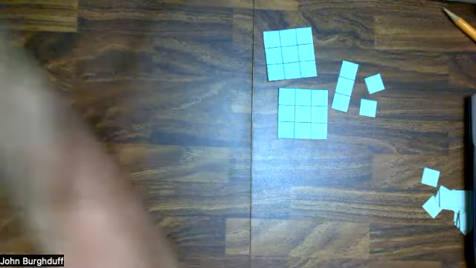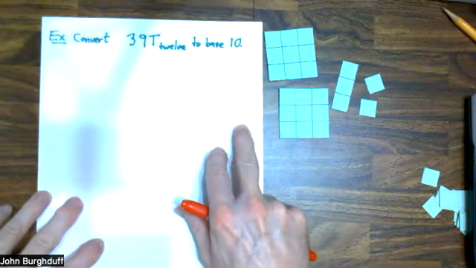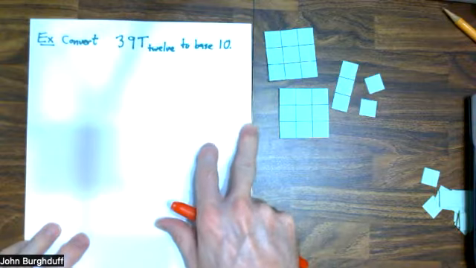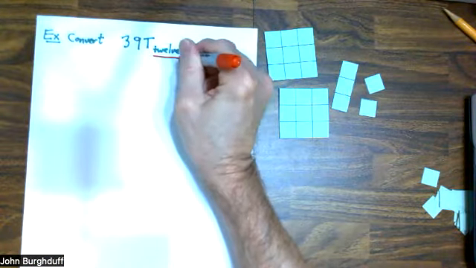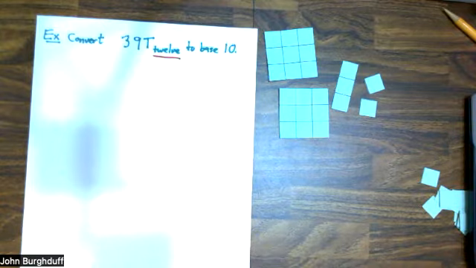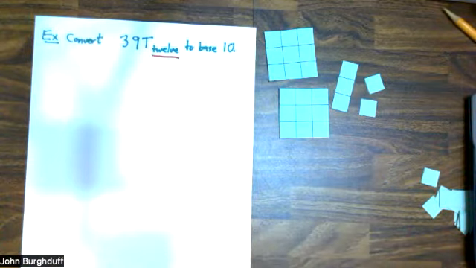Here's a weird one. Bases can be greater than 10. We're going to talk a little bit about base 12. And notice I've got this weird looking thing here, 39T. What the heck is that? Well, let's talk about what that means.